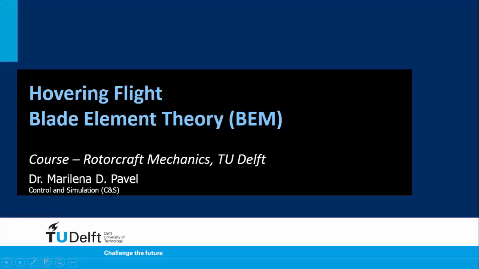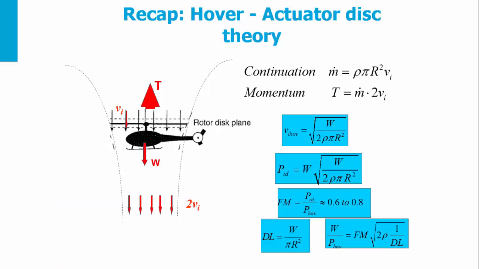Good morning. This time we will concentrate on the hovering flight blade element theory. I recap here the main formulas that we obtained in the actuator disk theory: induced velocity in hover, induced power, figure of merit, disk loading and power loading.